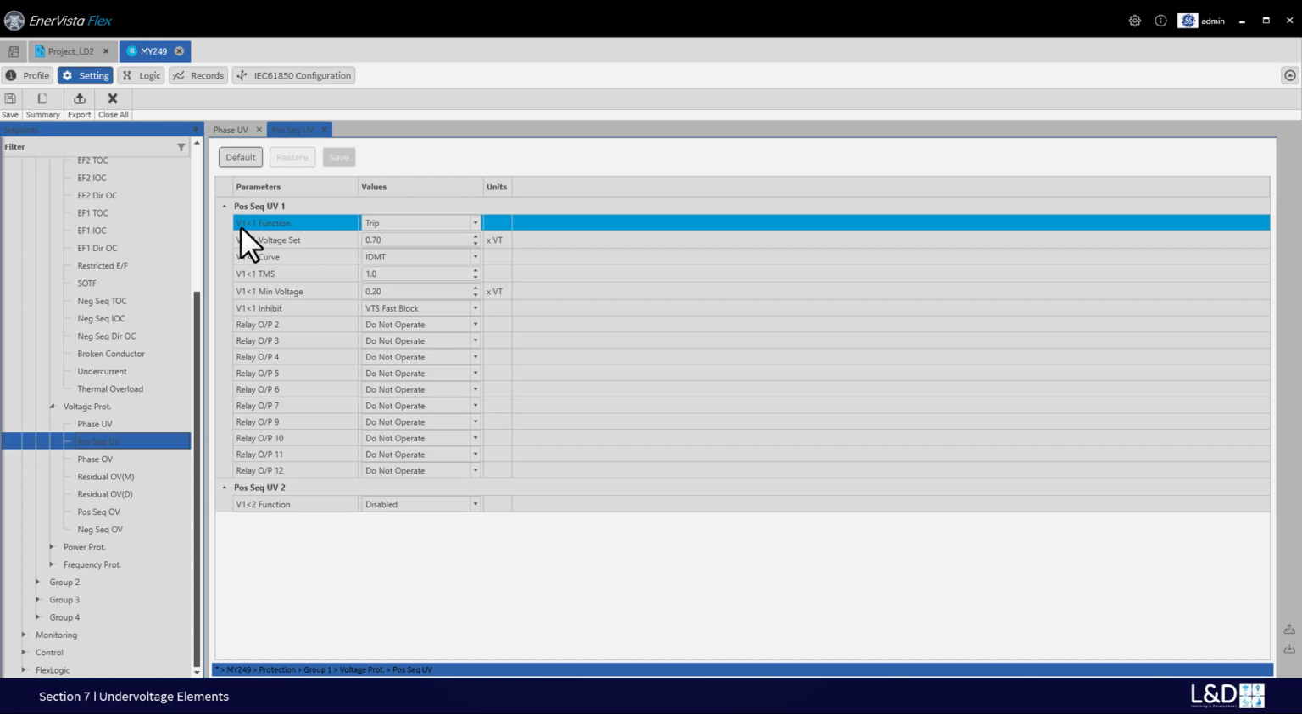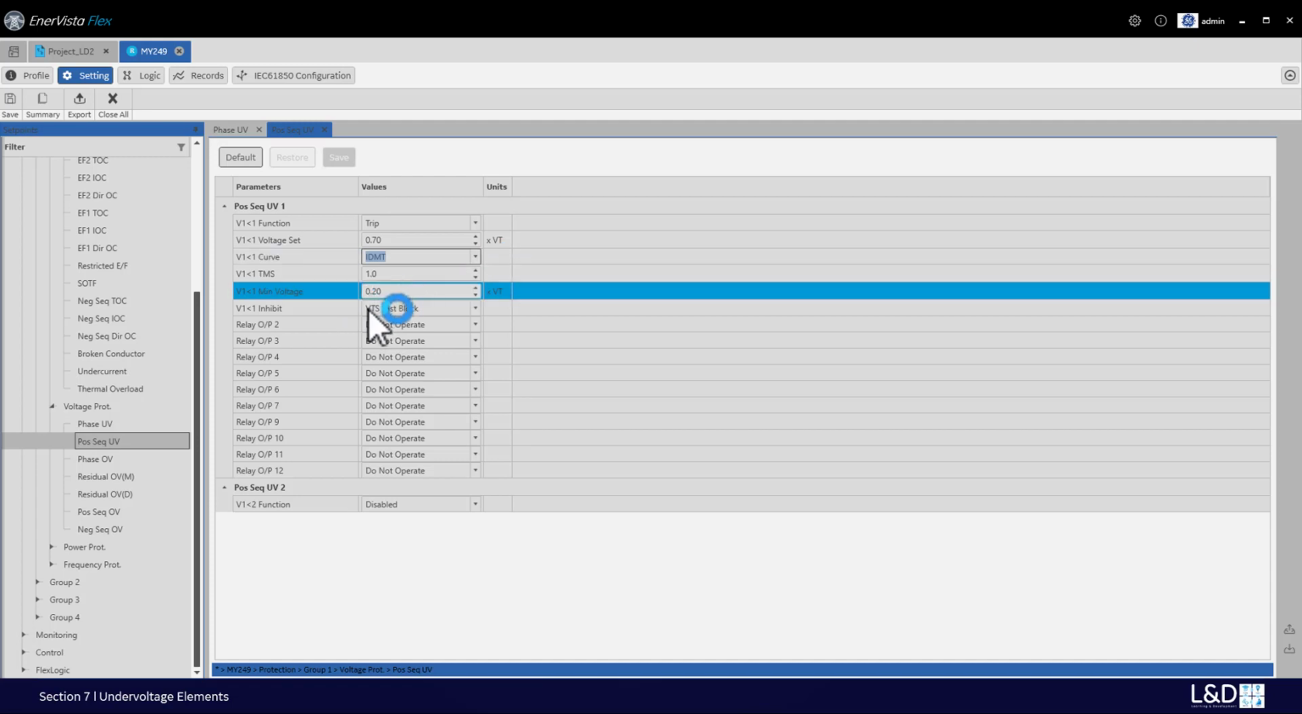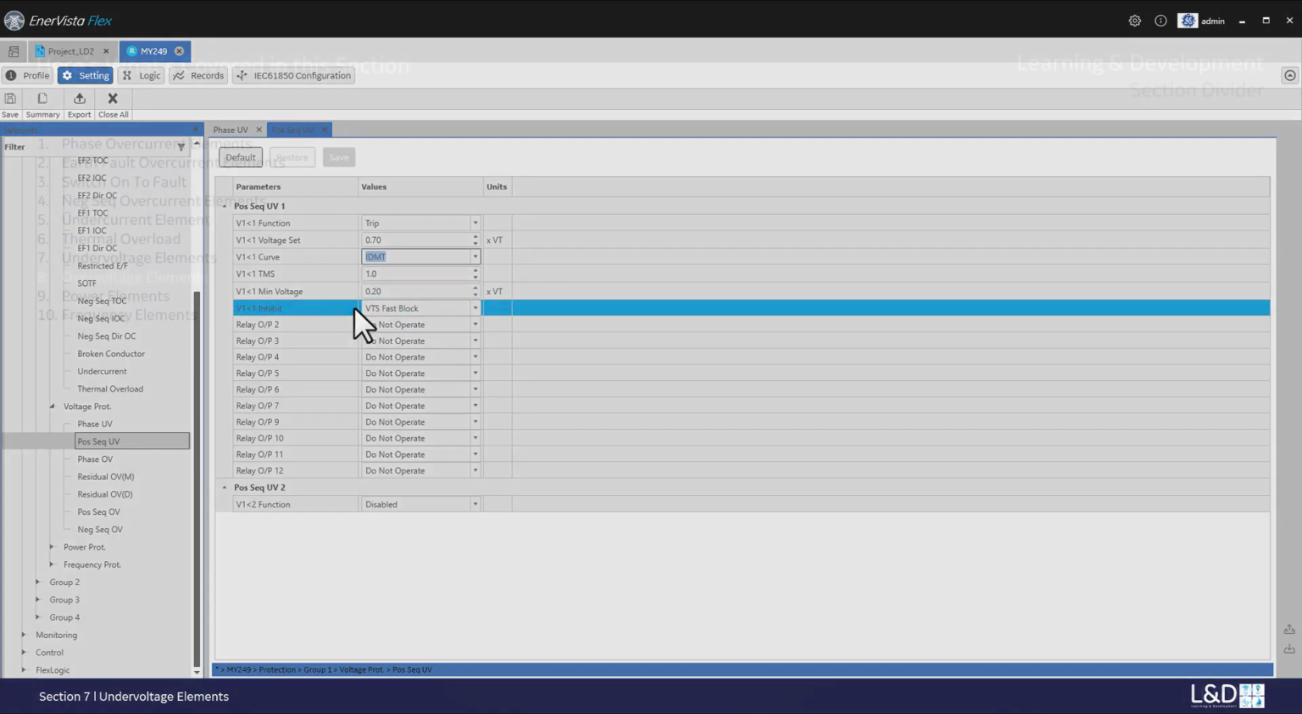So all the rest of the settings are the same as the phase undervoltage. It has the curve setting of DT and IDMT, just no user curve. And also it has the minimum supervision voltage and a pulse inhibit.